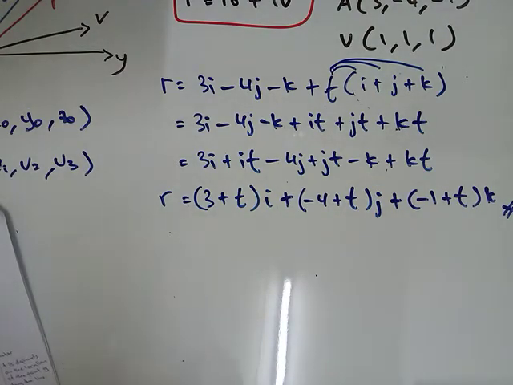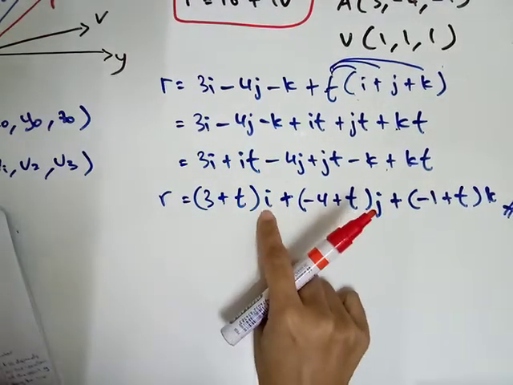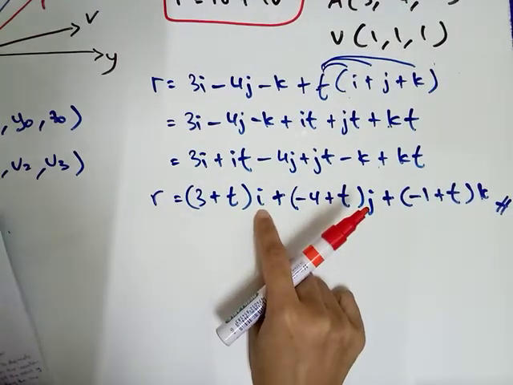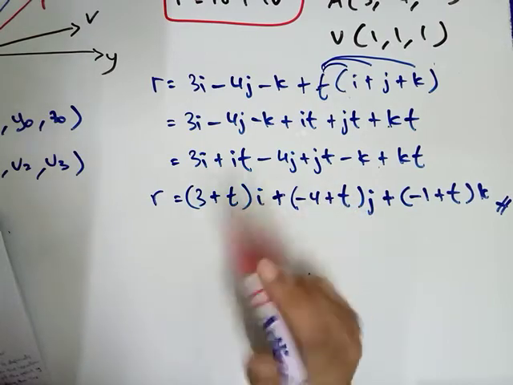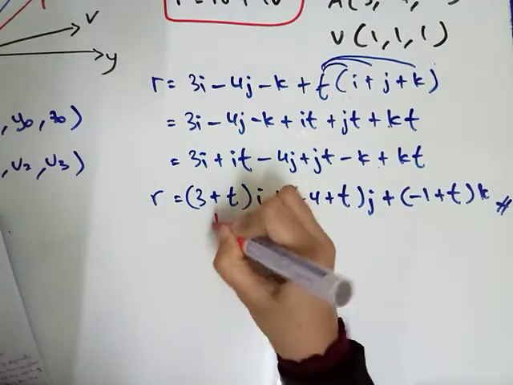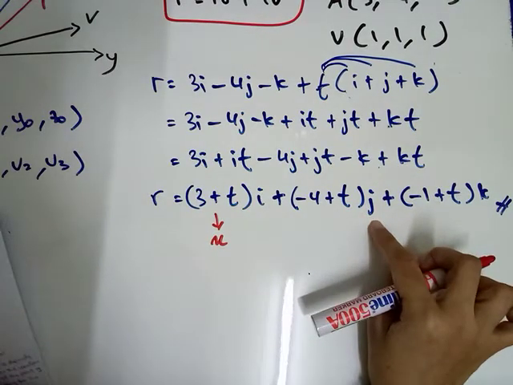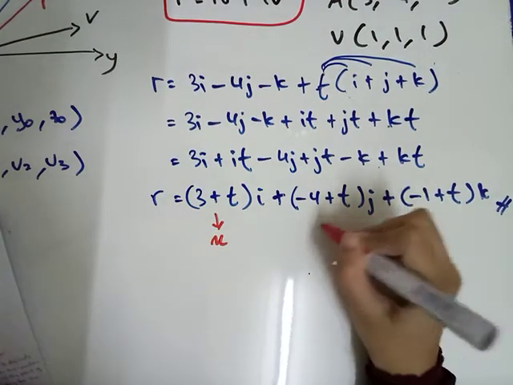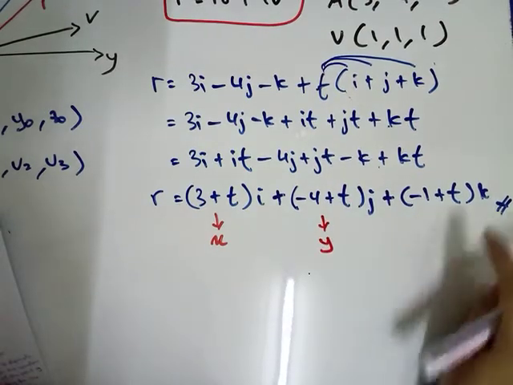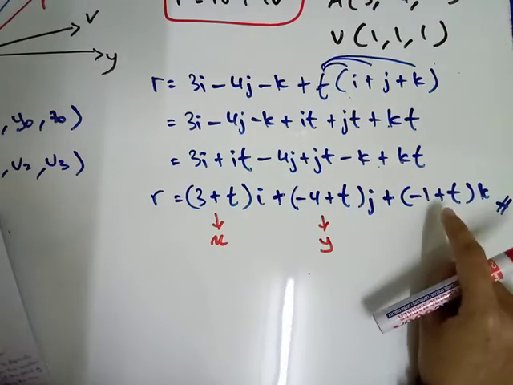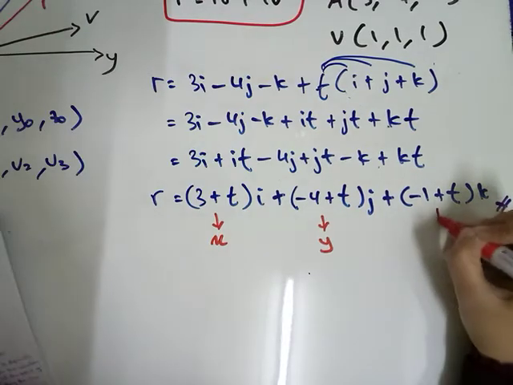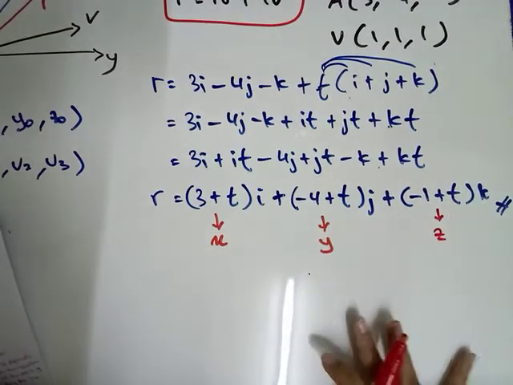Okay, we know that i is a position vector for x value, right? So 3 plus t ni is the x value. j is a position vector for y value. So -4 plus t is the y value. k is a position vector for z. So -1 plus t is the z value.